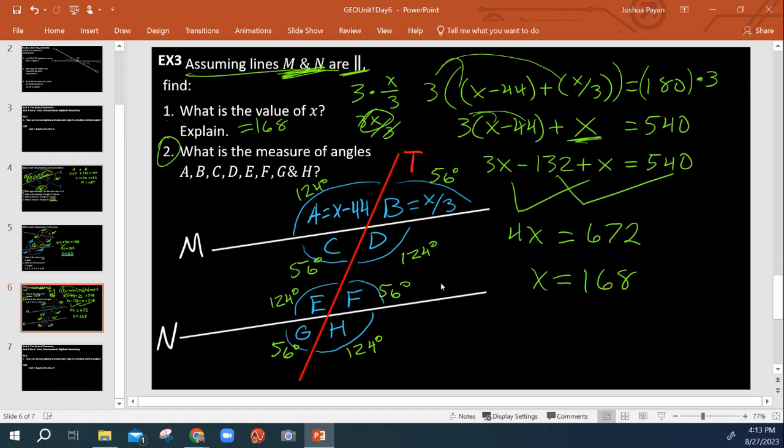Okay, so that does it for this video. Just a little bit of algebraic reasoning mixed in with our geometry and our axiomatic logic associated therein as far as it goes with lines and transversals.